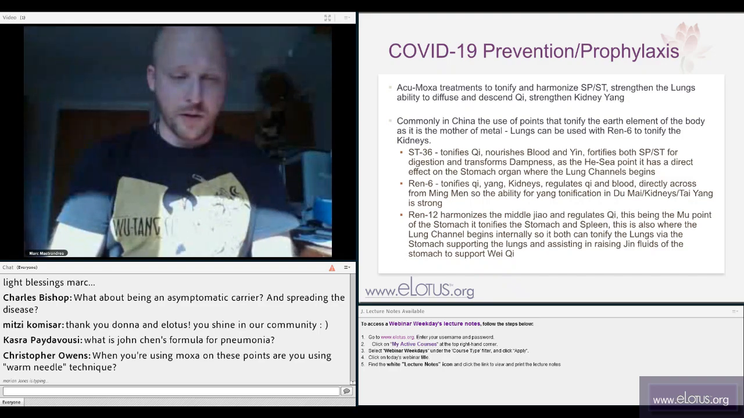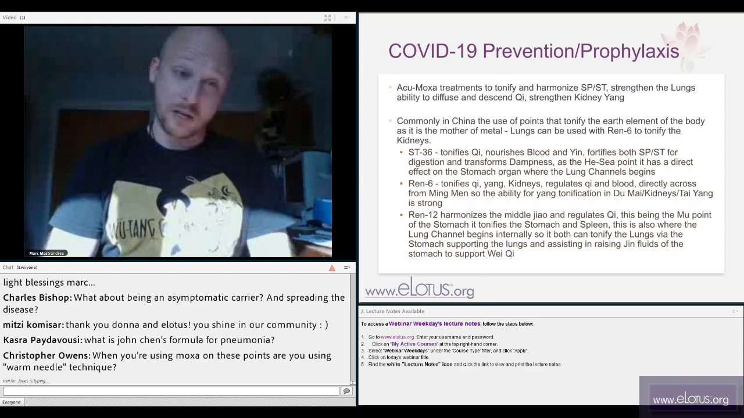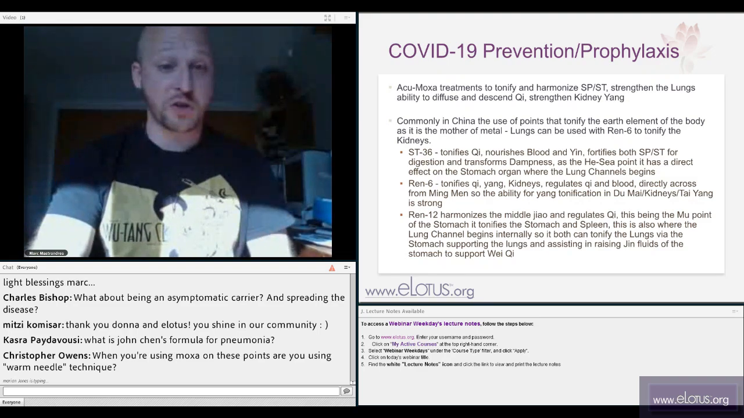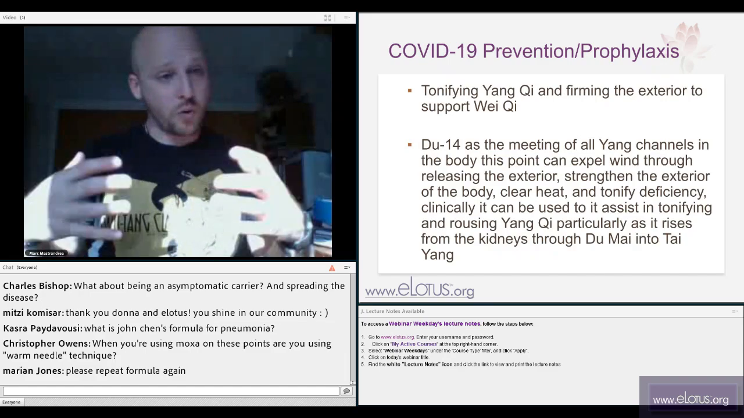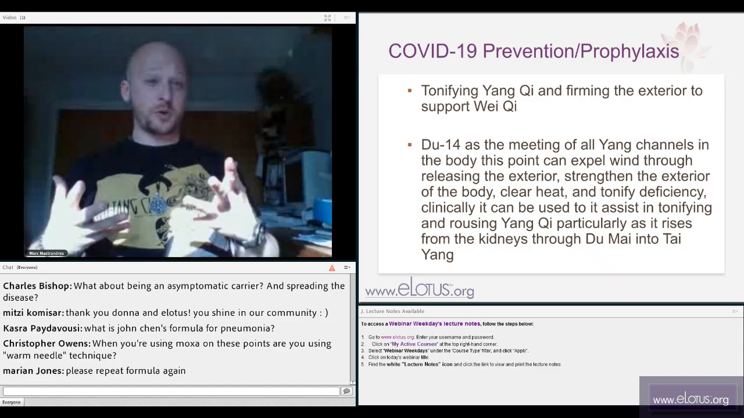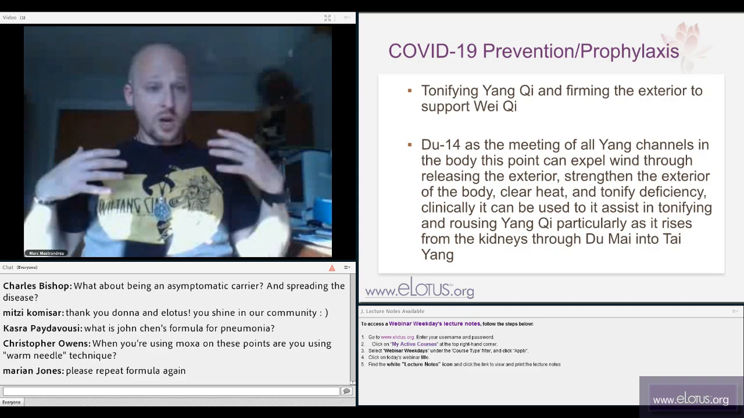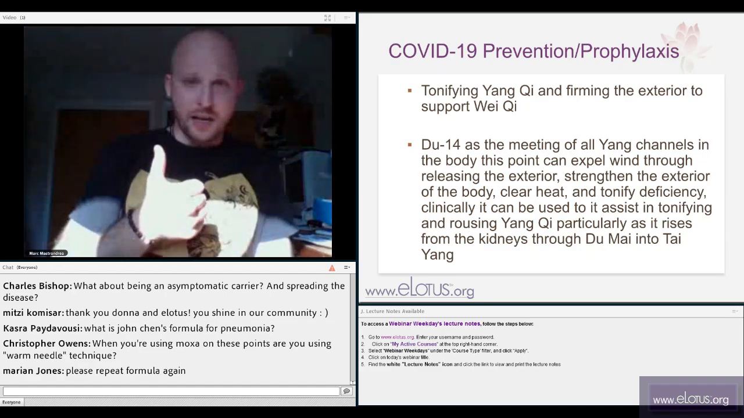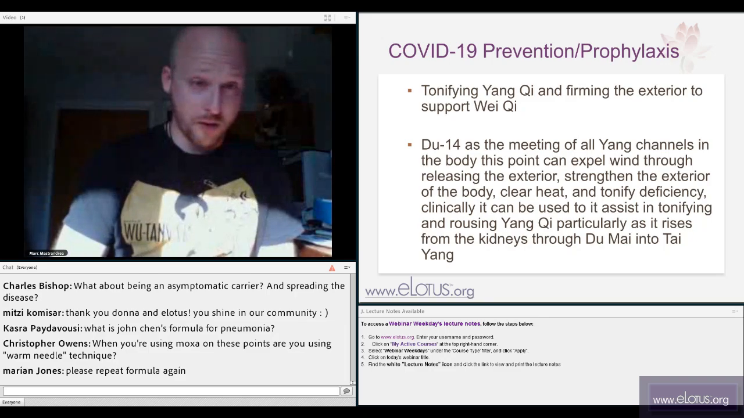Ren 12, Zhongwan, harmonizes the middle jiao and regulates qi. It's the root point of the stomach. It's also where the lung channel begins. It's going to assist in raising the jin fluids to support the stomach, supporting wei, and also at the same time holding things in latency. As a prevention, you're supporting the stomach fluids, the yin qi, to move up and transform into wei qi, yang qi, so that it can help keep the exterior pathogen out. Fortifying yang qi and firming the exterior is super important to support wei, right?